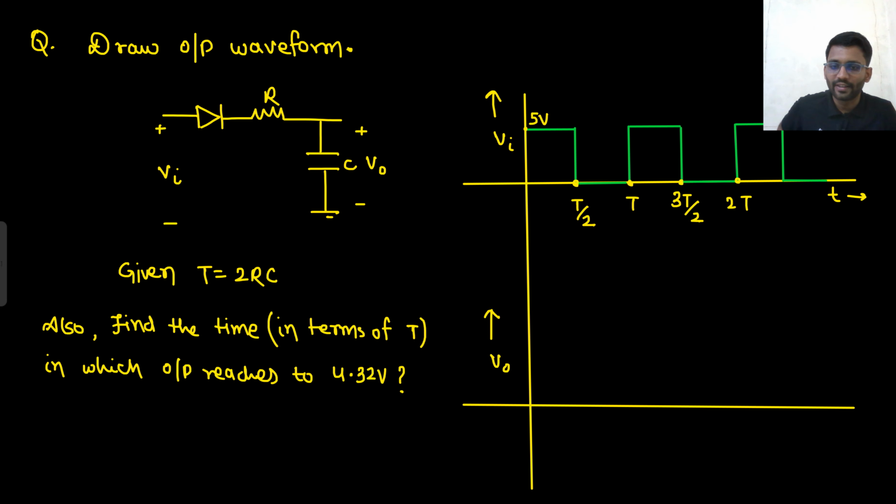And also you need to draw the output waveform, and then you need to find the time in which the output reduces to 4.32 volt. Okay, at the time when the output reaches 4.3 volt. So let's analyze the circuit. So this is the circuit given. We can copy it.